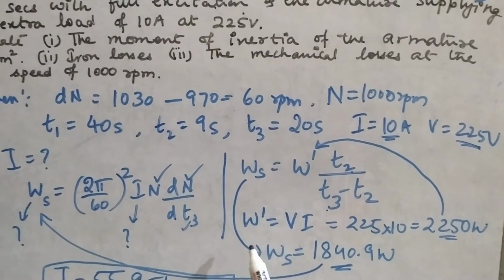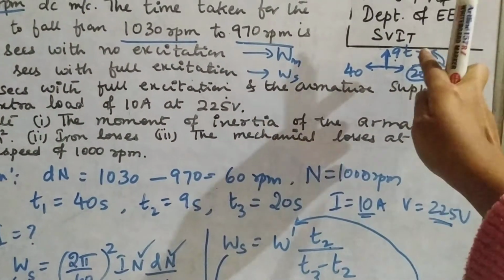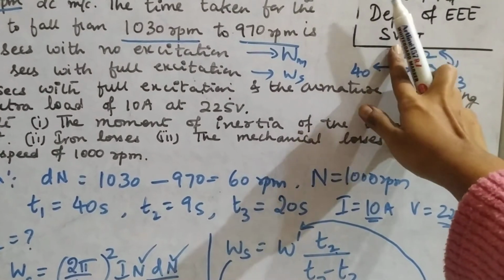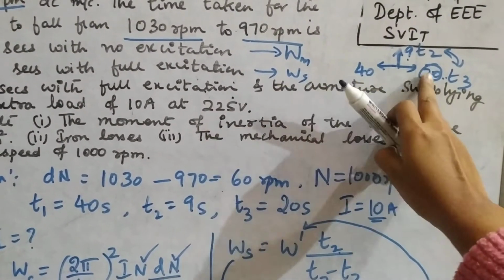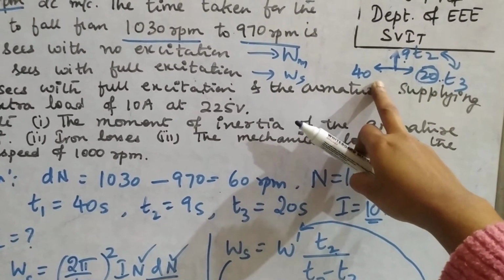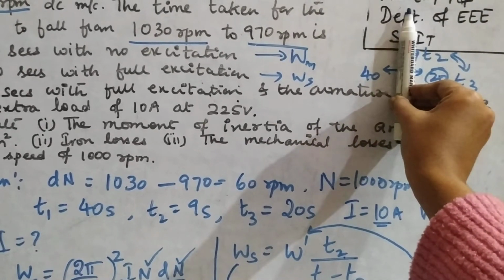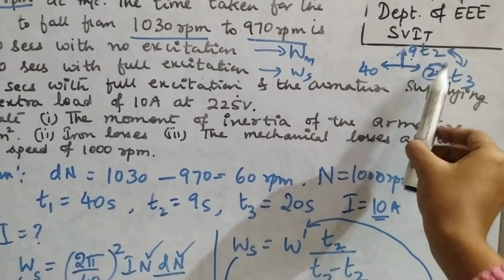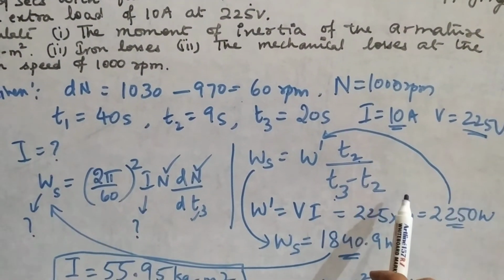In that W dash, if they have not mentioned this value, if the switch position is not given, then we have to take the difference of these two values. That is what we discussed in the previous session. Now in this session, the 9 second extra thing they have given here, so I have to take the difference between these two. So we will get W dash into t2 divided by t3 minus t2.